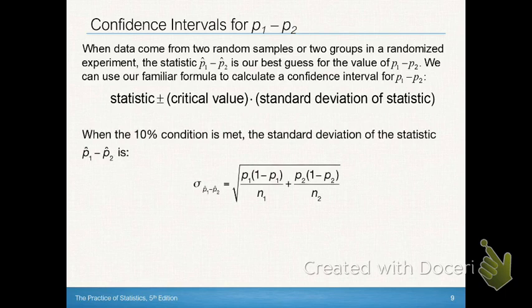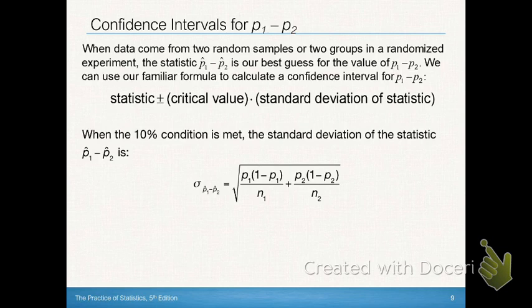So when you have 2 groups, you want to use p hat sub 1 minus p hat sub 2. That's going to be what goes into the statistic before the plus or minus sign. Your critical value is still going to be determined by the level of confidence you want and the corresponding z-score. But this is your formula for the standard deviation of the statistic that you're going to be plugging in after the critical value. Now, just like before, this is on your formula sheet. It's not something you need to memorize, and it's pretty understandable.